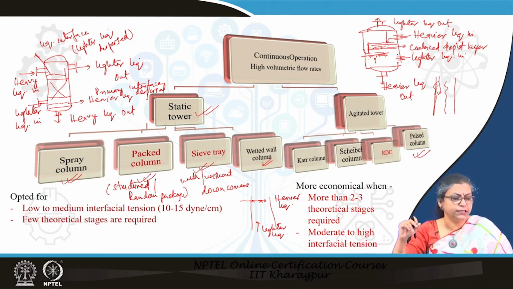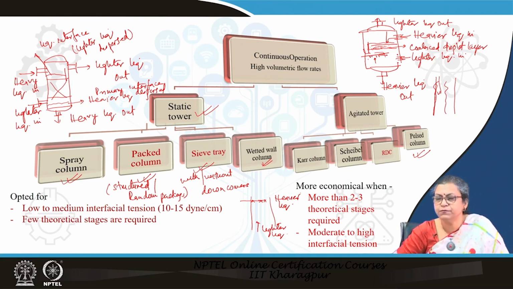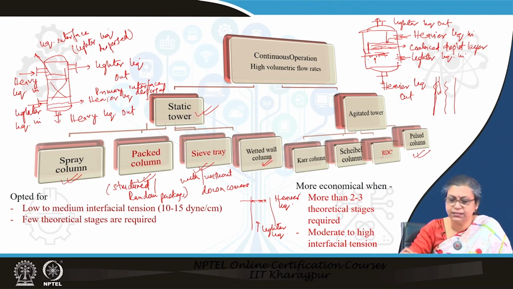Now, depending on the type of motion that is imparted, the moving part, the columns are named, there are different types of columns. I will not be going into details of this because naturally we do not have the time. The most common type of agitated tower or agitated column which is used in industries is the rotating disc contactor.